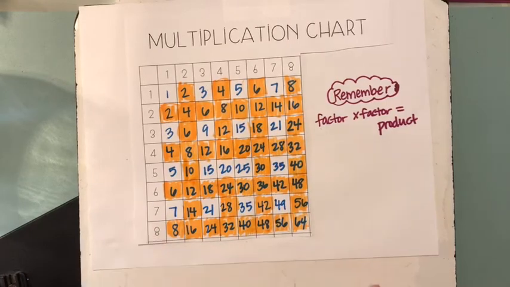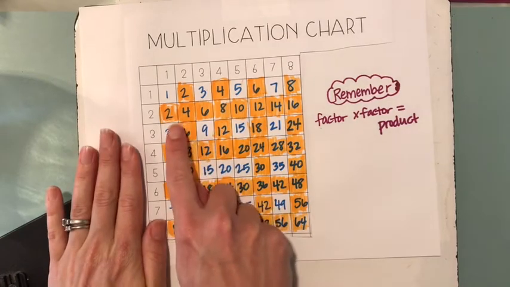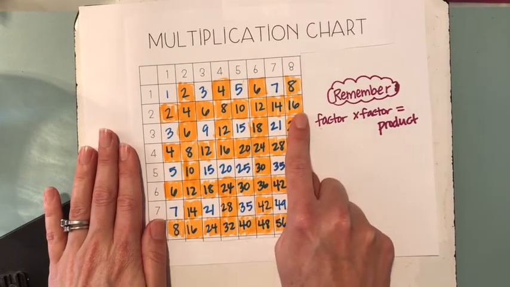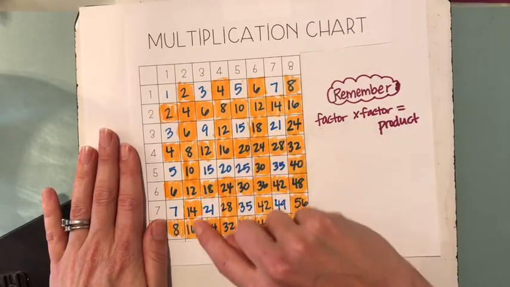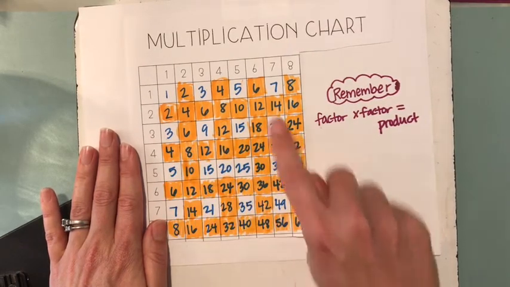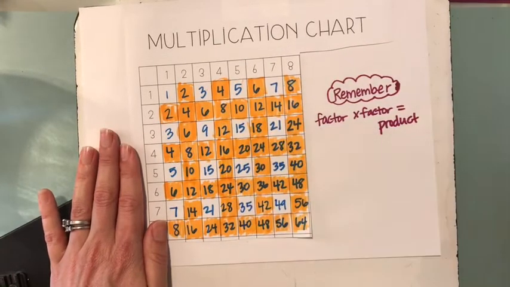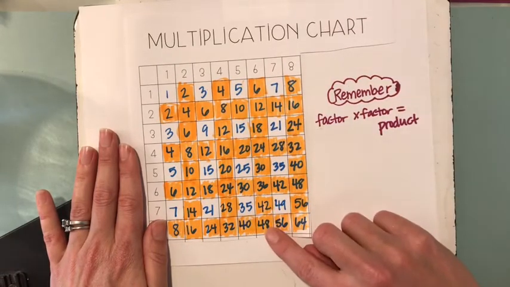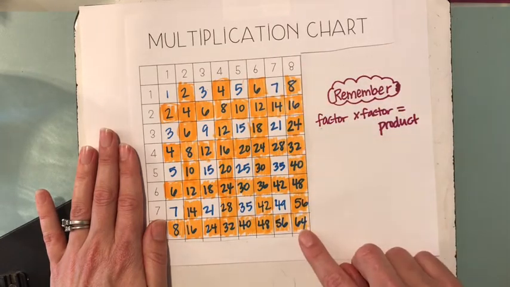Wow, what a cool pattern that I found here. So I'm noticing here that 2's, anything multiplied by 2 is even. Wow, and even up here, right? Anything multiplied by 2 is even. Anything multiplied by 4 is even. Oops, I missed one right here. Anything multiplied by 6 is even. Anything multiplied by 8 is even, right?